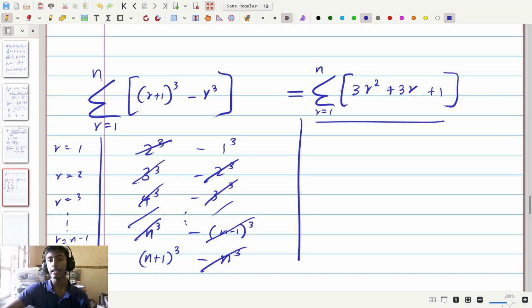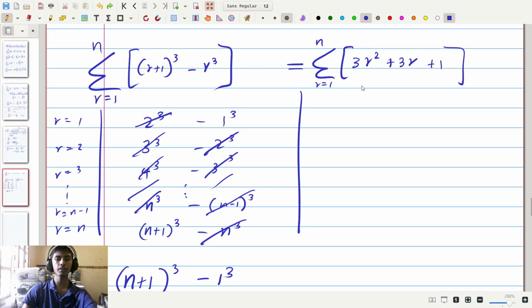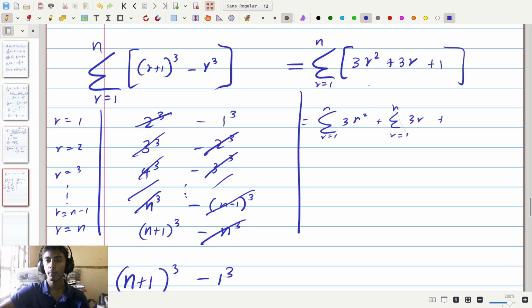What we have to do now is to separate this into 3 separate sums, which we can do from our rule on summation. We can separate this into the sum of 3r squared from r equals 1 up to n, the sum of 3r from r equals 1 up to n, and the sum of 1 from r equals 1 up to n. Doing so, we can see that this sum is equal to the sum from r equals 1 up to n of 3r squared plus the sum from r equals 1 up to n of 3r plus the sum from r equals 1 up to n of 1. We can simplify a few of these.